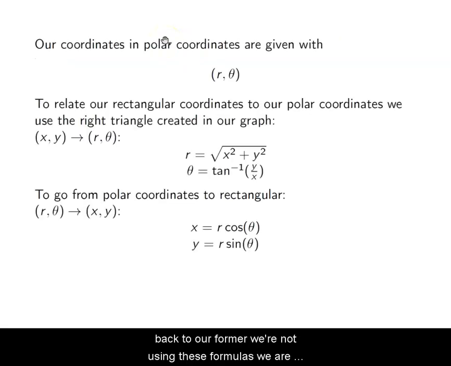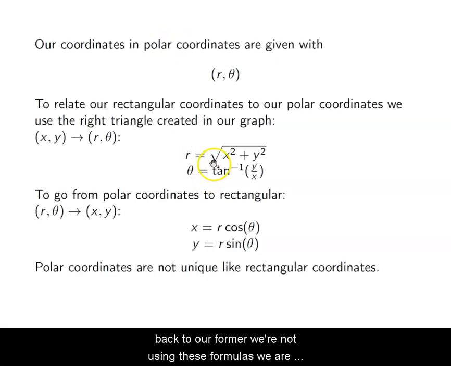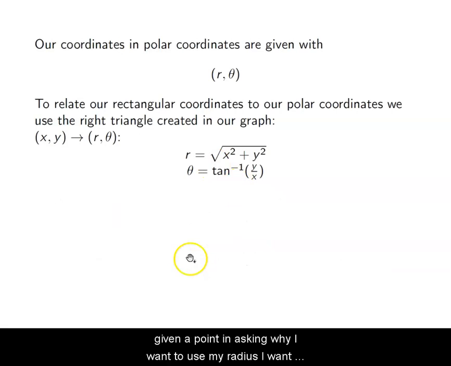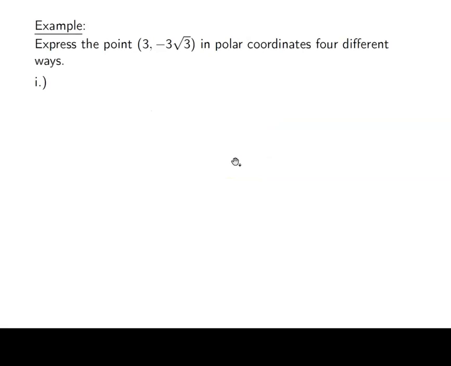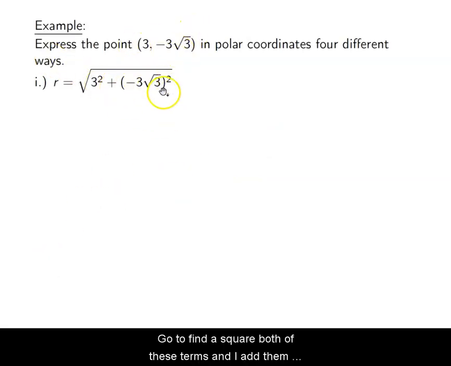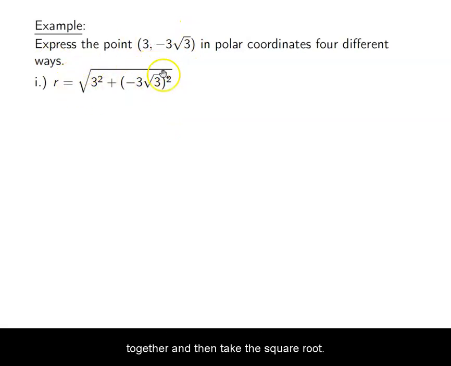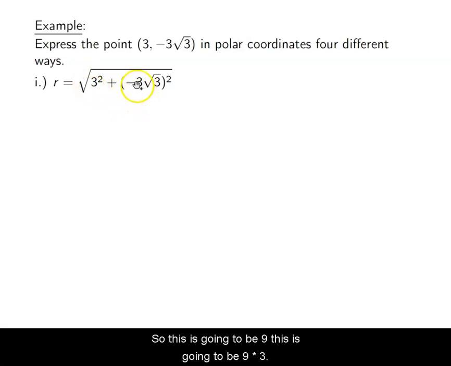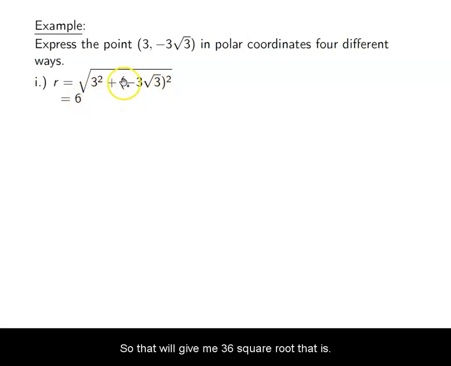So again, if we come back to our formulas, we're not using these formulas. We are given a point in x and y. I want to find my radius and my angle. So these are the formulas I'm going to use. Okay, so to find r, I square both of these terms and I add them together and then take the square root as we're used to doing. So this is going to be 9. This is going to be 9 times 3. So that'll give me 36. Square root of that is 6.